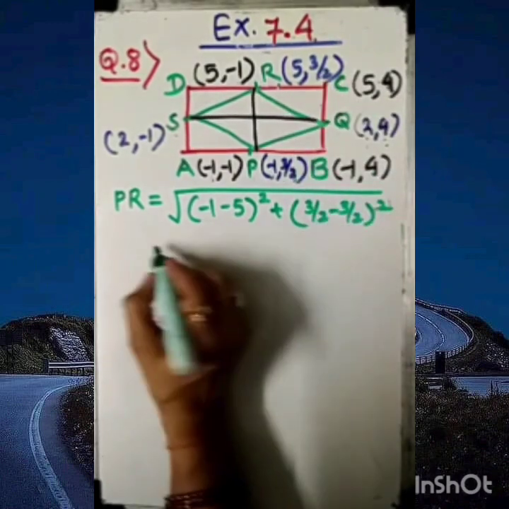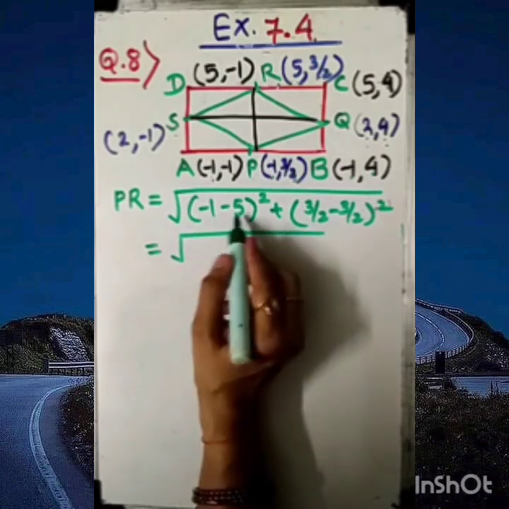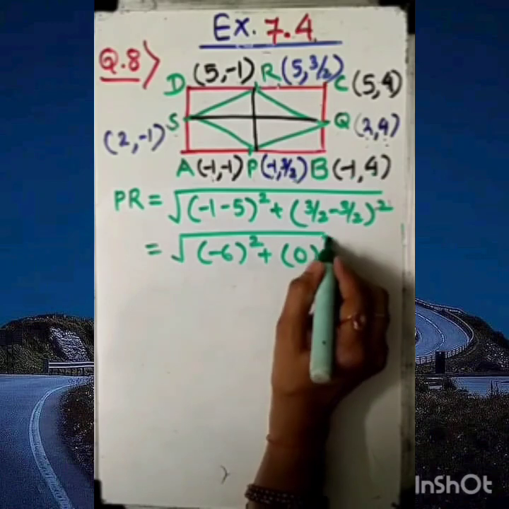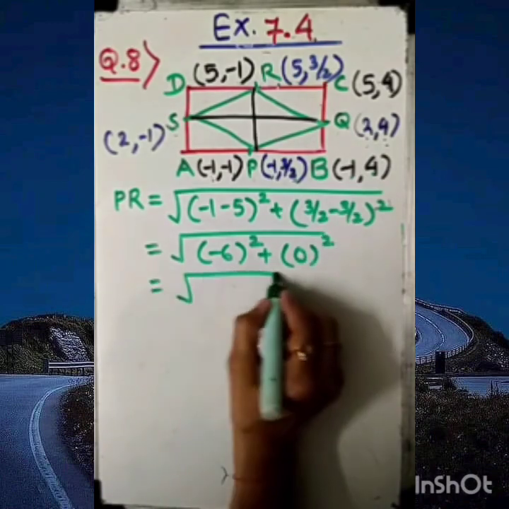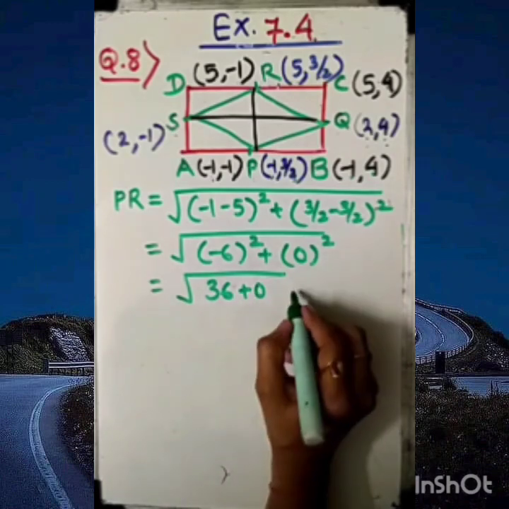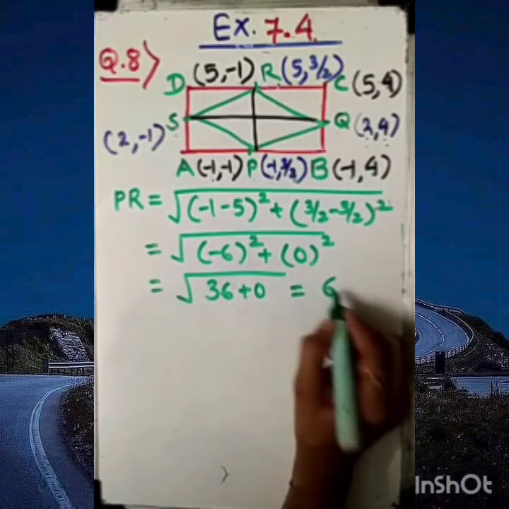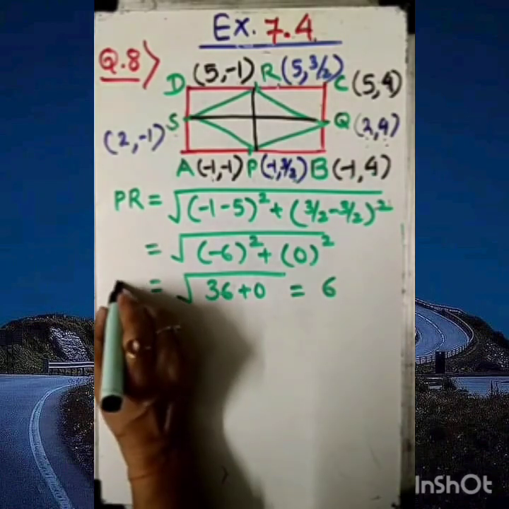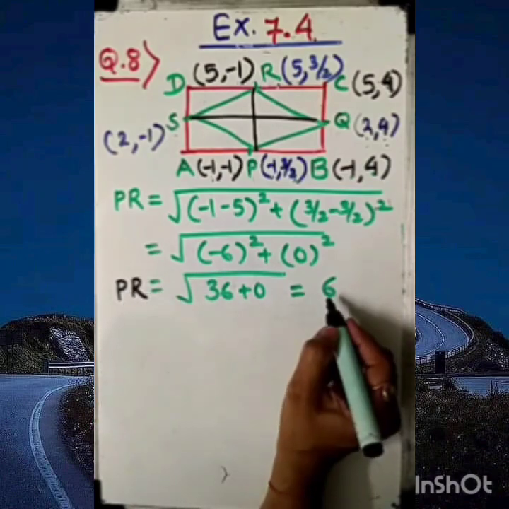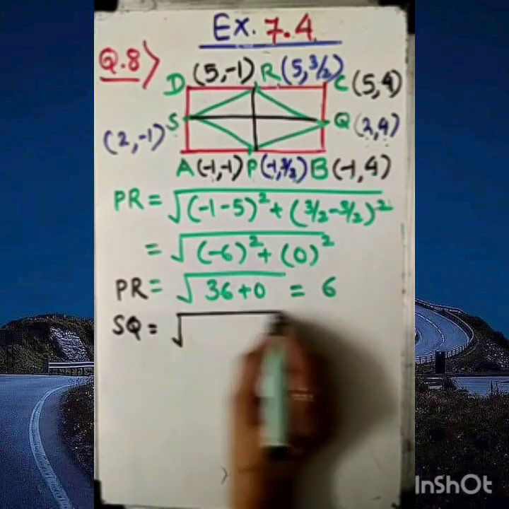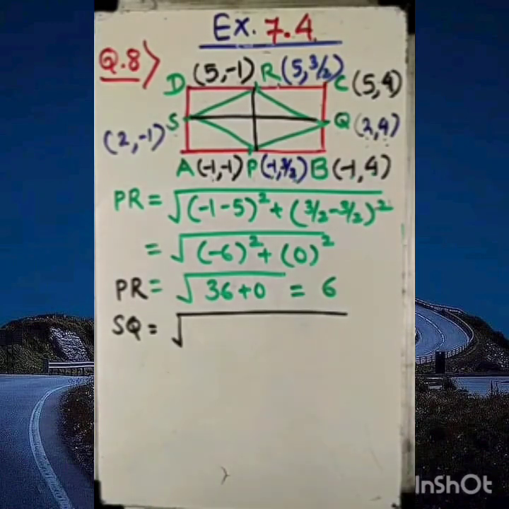So my dear student, here it will be -1 -5 is -6 and this is 0 square. -6 square is 36 plus 0. So my dear student, under root 36, its value is 6. Under root 36 means 6. So the value of PR is 6. Okay. Similarly, we need to find the value of SQ. Let's work out upon that. What is the value of SQ?